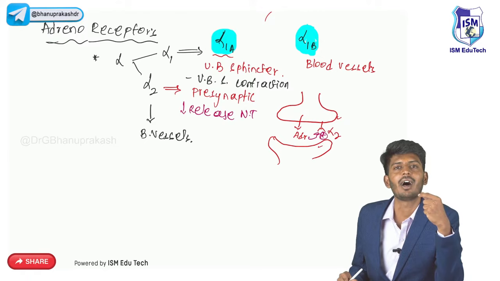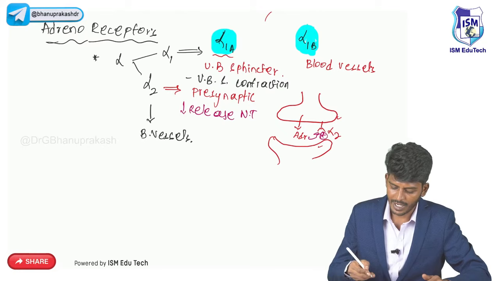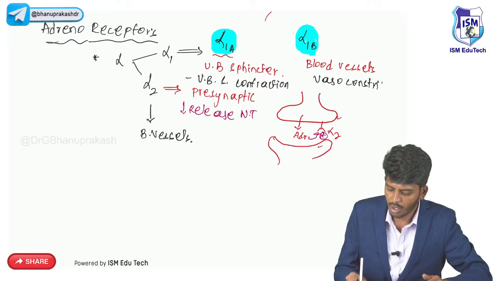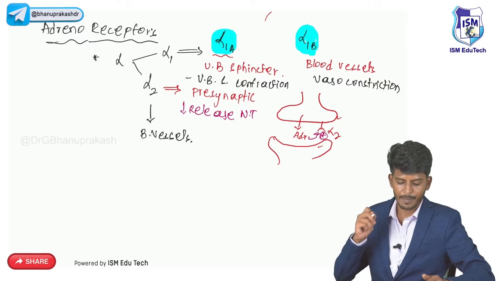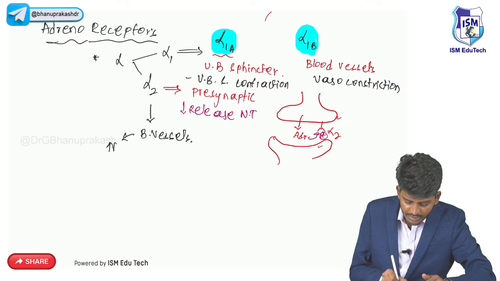Then there is one more thing. What is that one more? In the blood vessel, there is vasoconstriction. Alpha 1 will increase vasoconstriction, so automatically it leads to an increase of the BP. Now, alpha 2 receptor on the blood vessel, again, will also increase the BP.